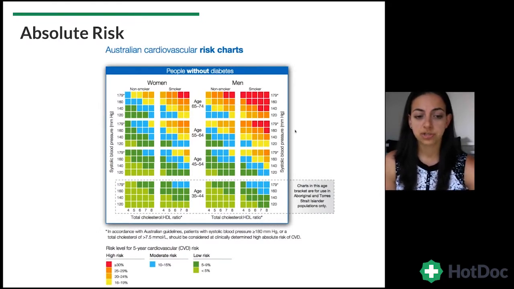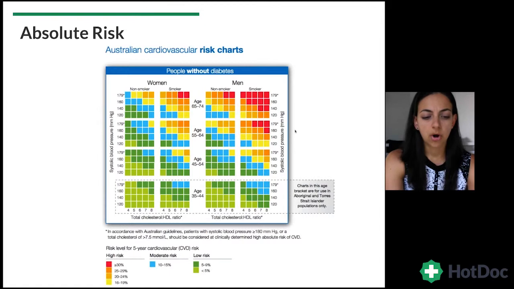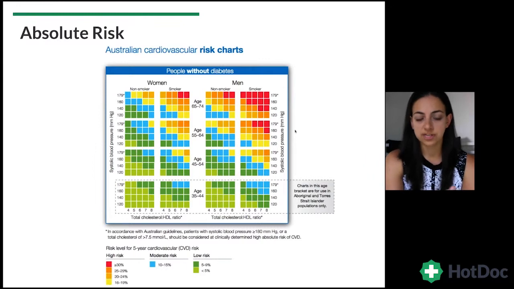The systolic blood pressure, which is going from 120 all the way to 179, would dictate the height of the cube that we'd be using. And then at the bottom, we've got the indication of the total cholesterol to HDL ratio, which would again move us across to a particular box.